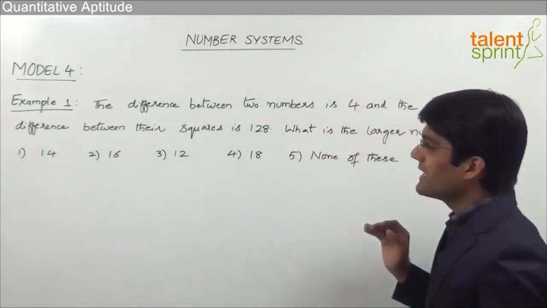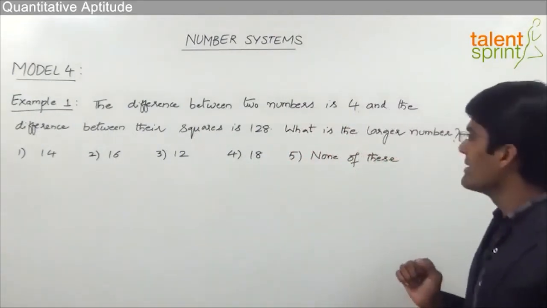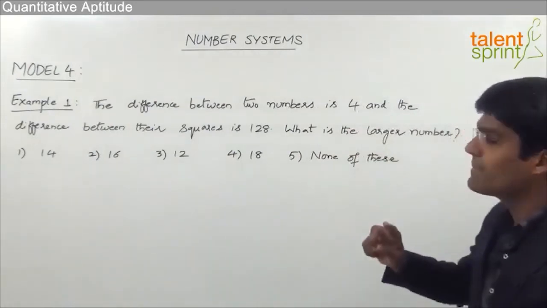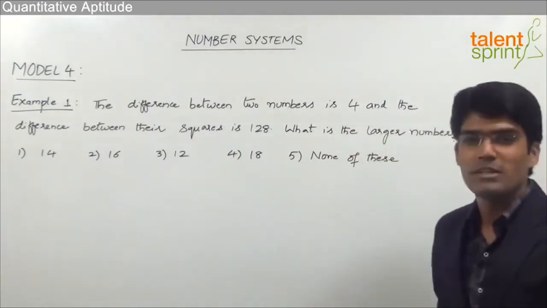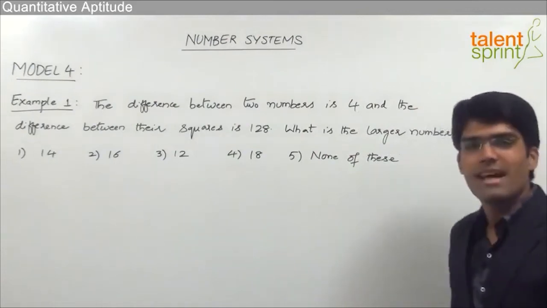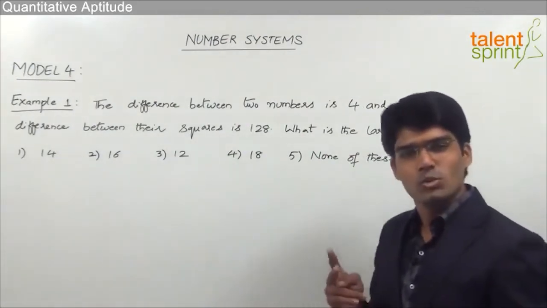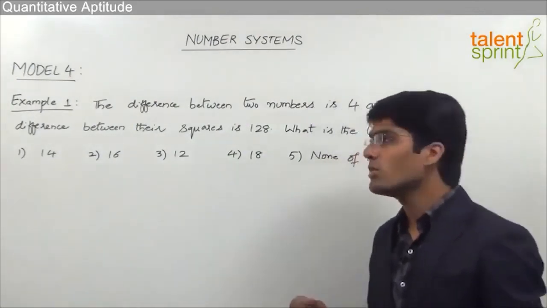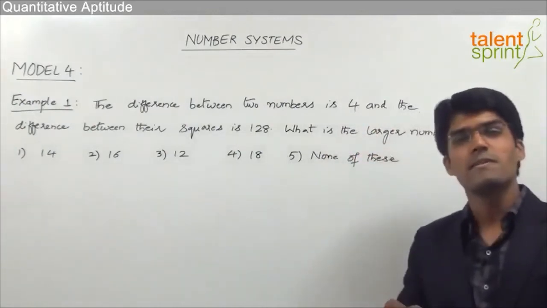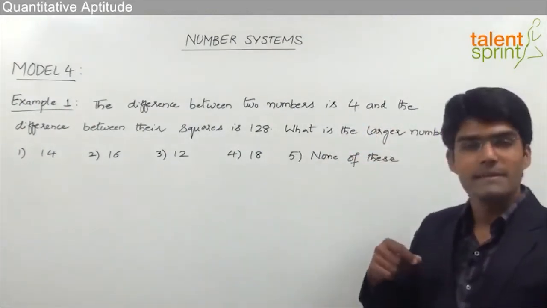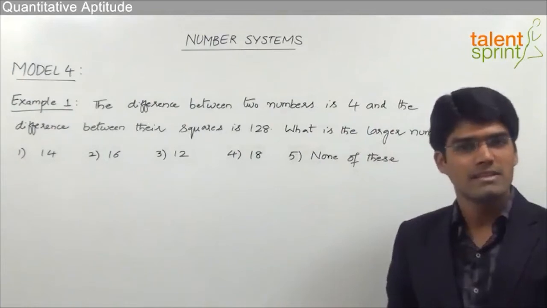The question here is, the difference between two numbers is 4 and the difference between their squares is 128. What is the larger number? So as given here, there are two numbers. The difference between the two numbers is 4 and the difference between their squares is 128. We are supposed to find out the larger number.